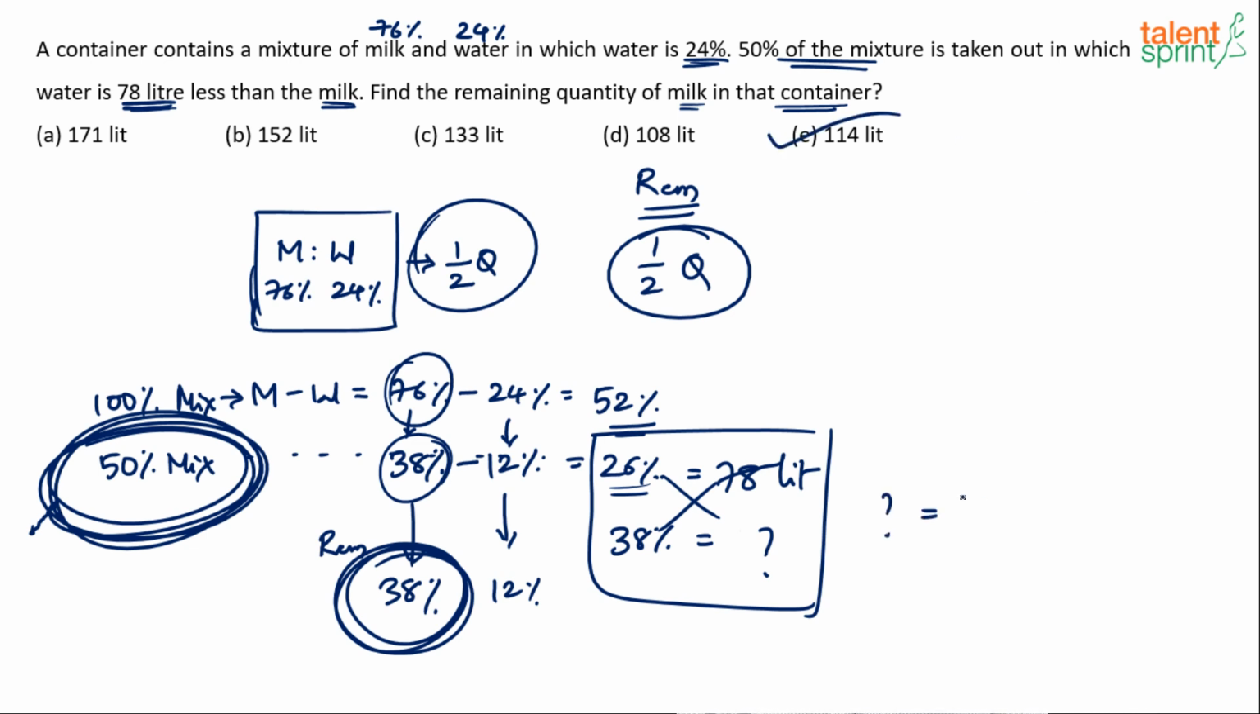This question mark is going to be 38 into 78 by 26. It goes 3 times. 38 threes are 114. Option E is the answer.